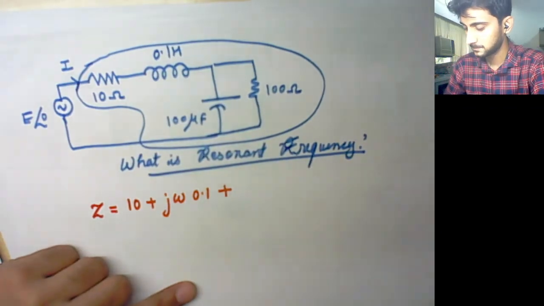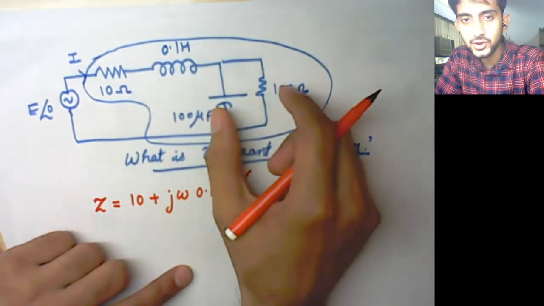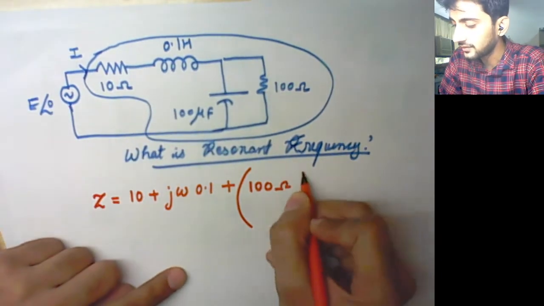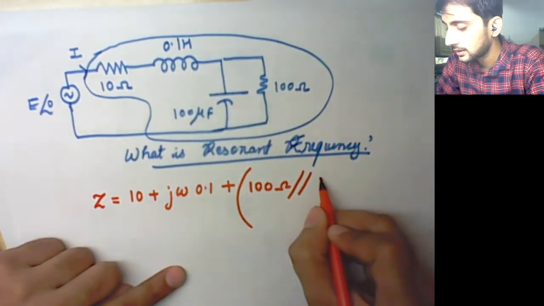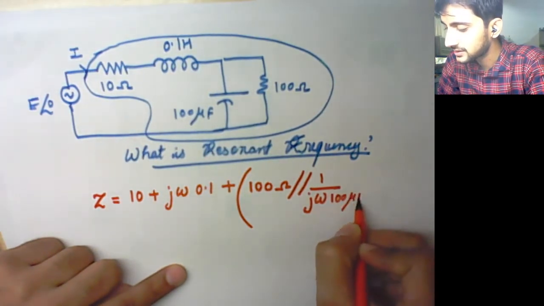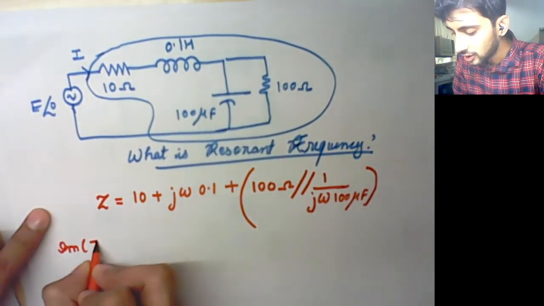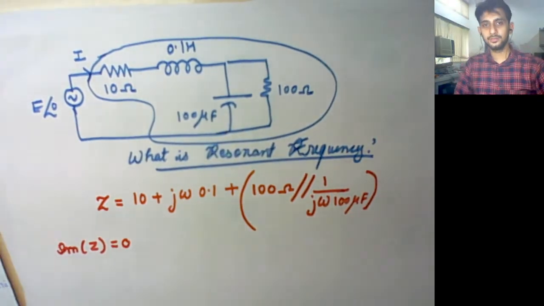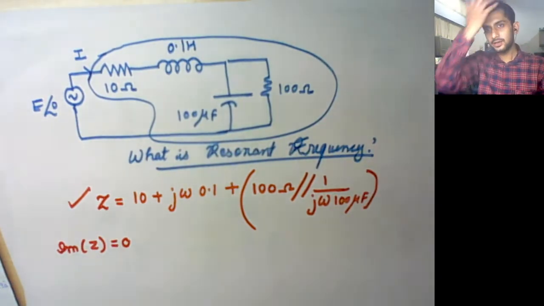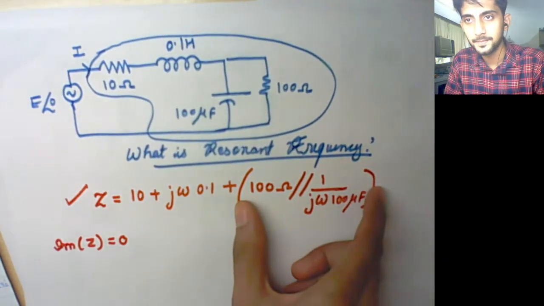Plus the equivalent resistance of these two in parallel, which means the resistance which you will be getting after finding out the equivalent of 1 upon j omega into 100 microfarads. और फिर इसका इमेजिनरी पार्ट निकालना होगा, उसको 0 के बराबर करना. तो पहले तो इसका इमेजिनरी पार्ट ही निकालना है. Fine. So the only trick is to find out the equivalent of this thing, and that we are going to do.